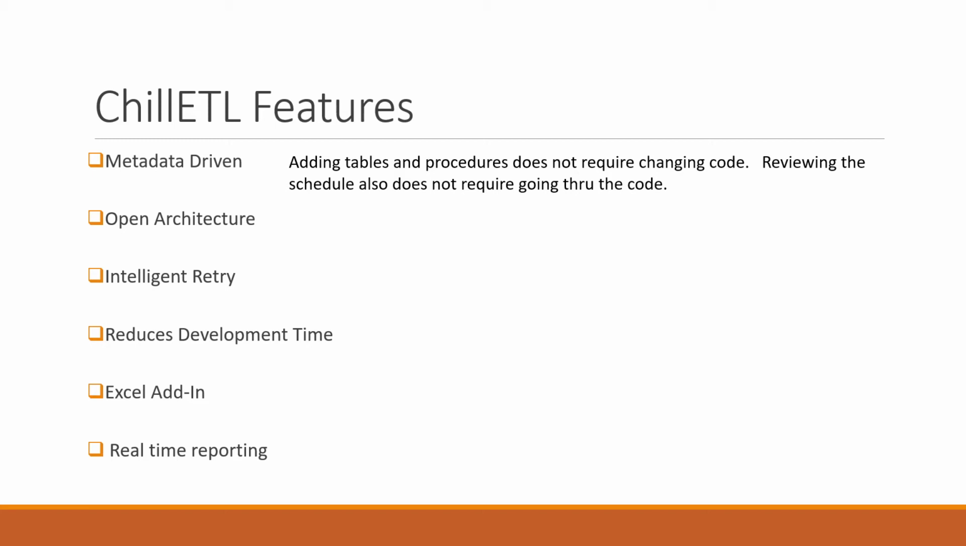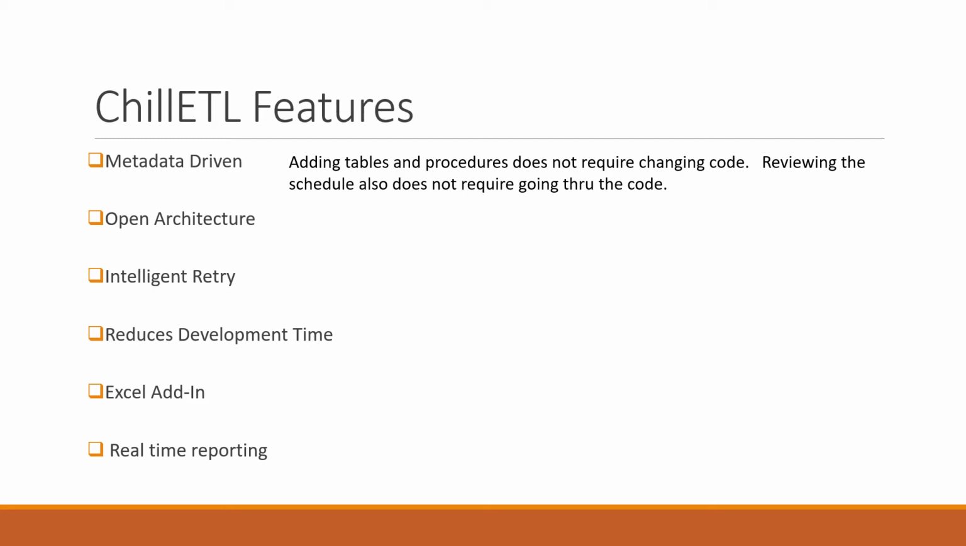What I mean there is if you have one pipeline that pulls data, let's say, from a source, if you want to pull 50 different tables from that same source, you don't have to create 50 pipelines. You just use that one pipeline, and then you use the metadata and the ChillETL controller, and it will tell that pipeline to run, let's say, 50 times for the 50 different tables that you need.